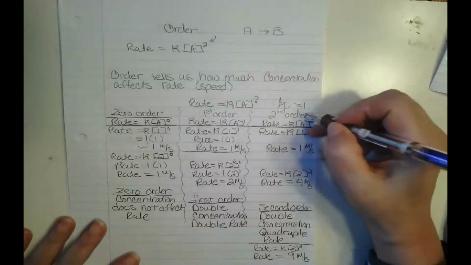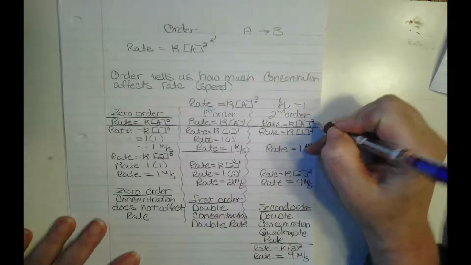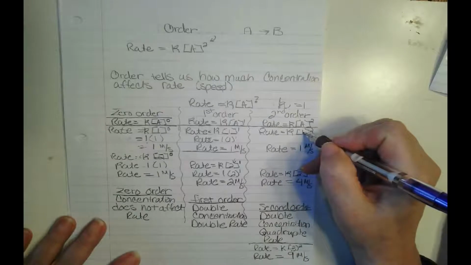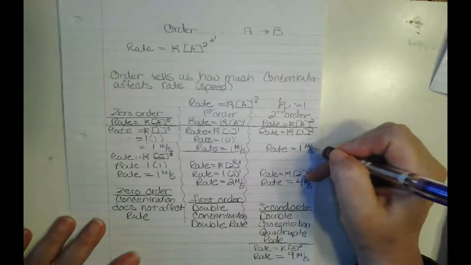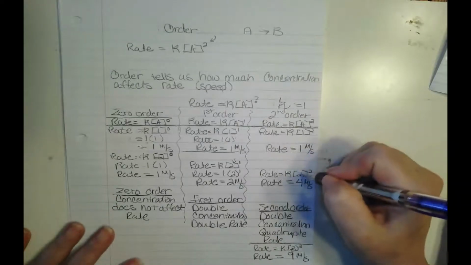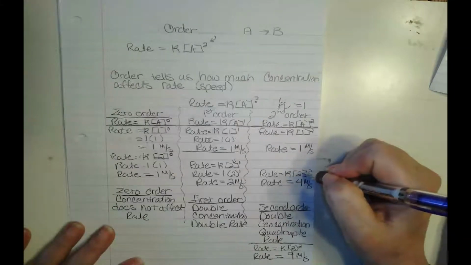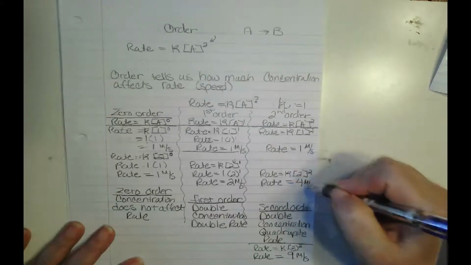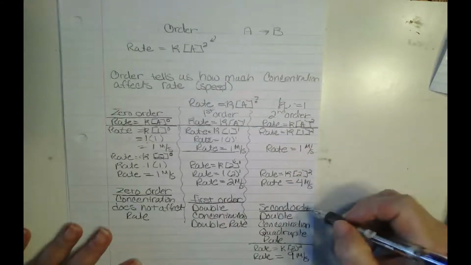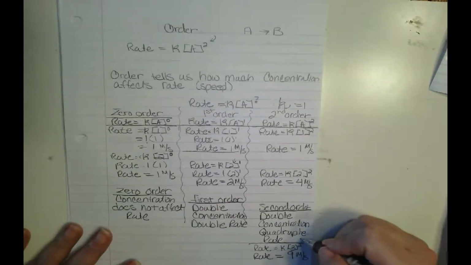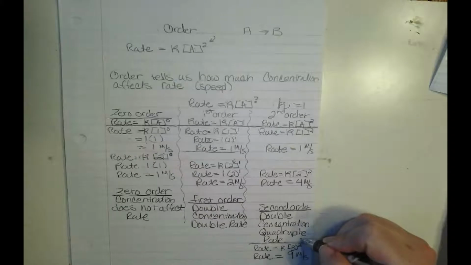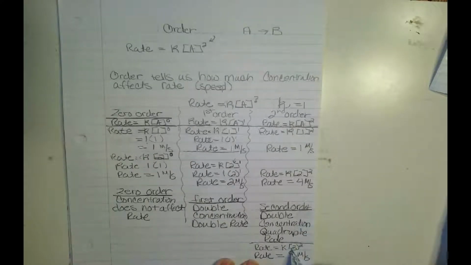Okay, so what about second order? Well, second order is raised to the power of 2. So I'm going to start with 1 molarity. My k is 1, so my rate is going to equal 1 molarity per second. What if I doubled that to 2? Well, 2 times 2 is 4 times 1 is 4 molarity per second. So for the second order, if I double the concentration, I quadruple the rate. Why? Because it was squared. If I tripled it, it would go 9 times, because 3 squared is 9.